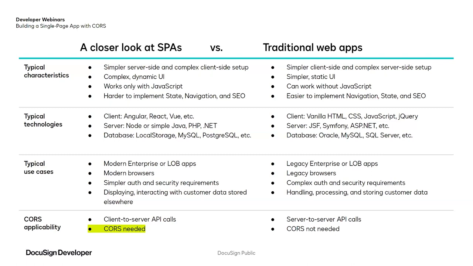And then in terms of use cases, for single page apps, modern enterprise or line of business apps are popular use cases, where modern browsers, the latest cutting-edge browsers and technologies, are being used. There tend to be simpler auth and security requirements. Storing security tokens, for instance, on the client is often less secure than storing them on a server on the back end.